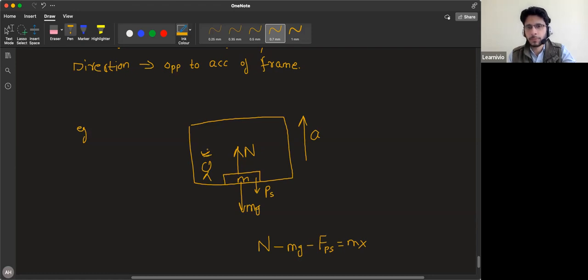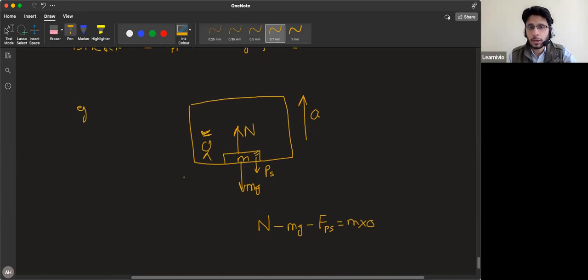It will be the unbalanced force. No, I was just asking, what is the acceleration of this mass m with respect to this observer which is inside the lift? Zero. Because the person inside the lift is at rest with respect to the box. The box is accelerating with respect to an observer on the ground. But for an observer inside the lift, the box is at rest. So acceleration is zero. So you can write that the normal reaction is mg plus pseudo force.